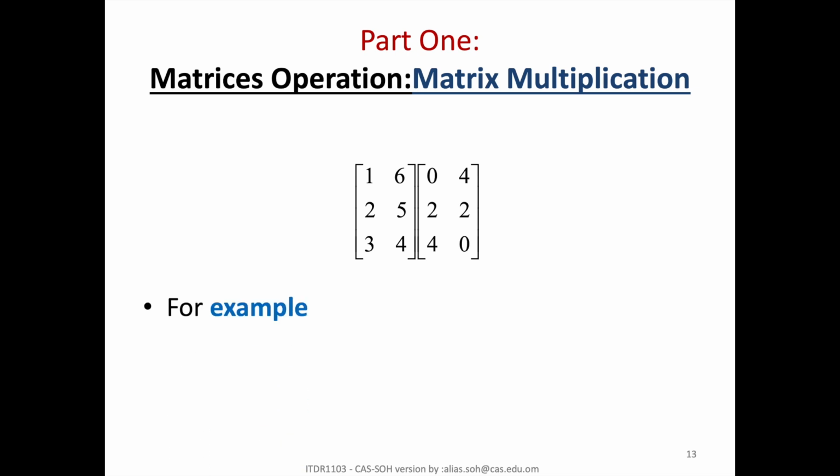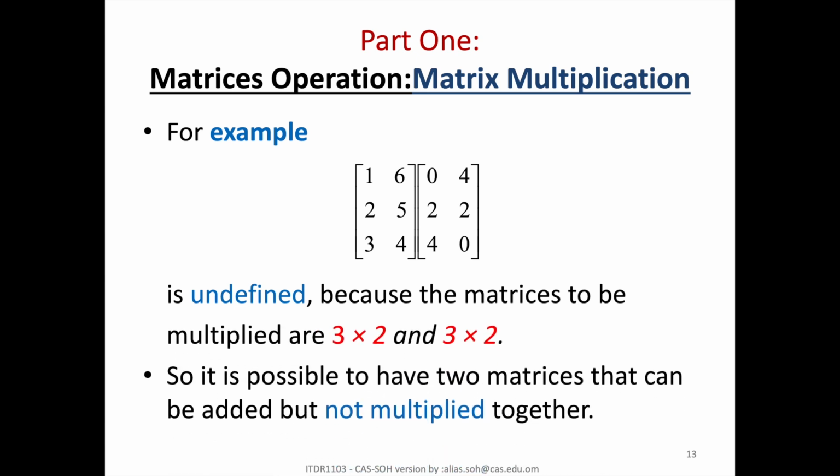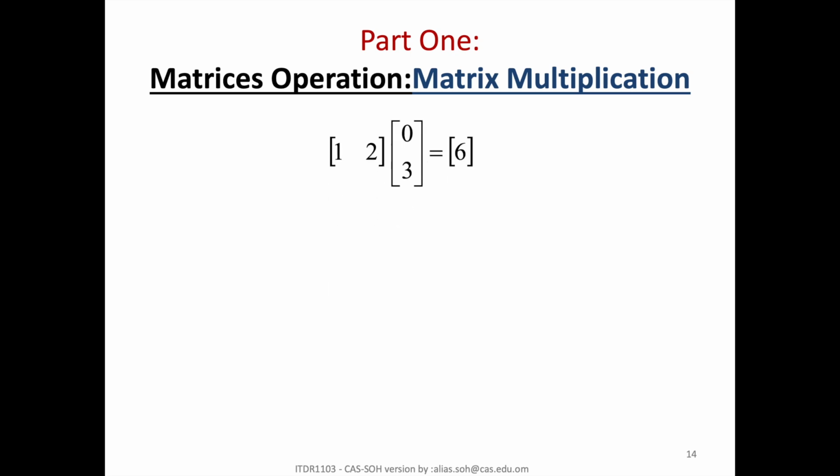Here we have two matrices, both of size 3 by 2. Therefore, for those two matrices the multiplication is undefined, but we can add them. All right? Okay, let's check another example. Here we have the first matrix of 1 by 2, and the second matrix of 1 by 2. So the number of columns of the first matrix is equal to the number of rows of the second matrix. Then here we can multiply.